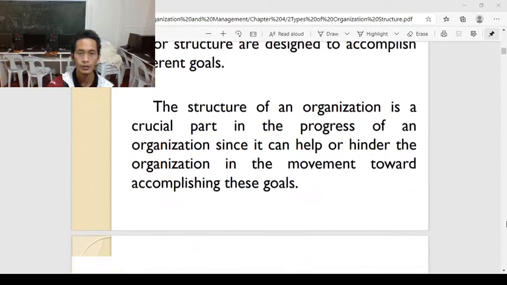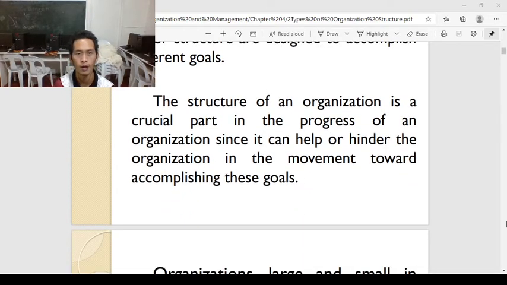The structure of an organization is a crucial part in the progress of an organization. So structure is important in an organization. It is very crucial in the progress of an organization since it can help or hinder the organization in the movement toward accomplishing these goals.